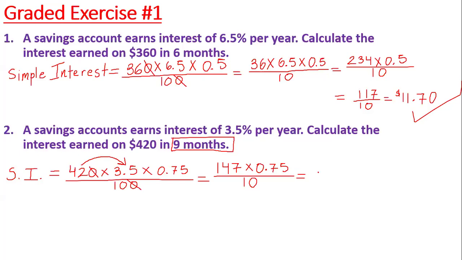So we have 147 multiplied by 0.75. What y'all got for that? 110.25. Say it again. 110.25. Very good. 110.25 all over 10. All right. Why don't I just cancel out this 0 with that 0? You can't because the 0 isn't at the back. Yeah, the decimal.